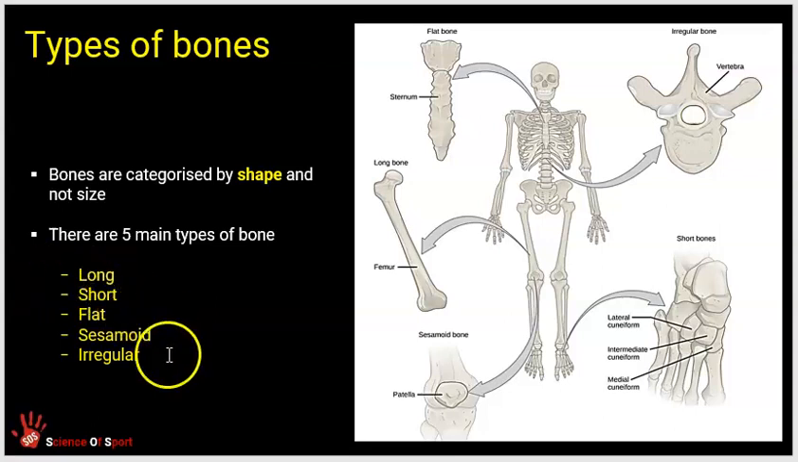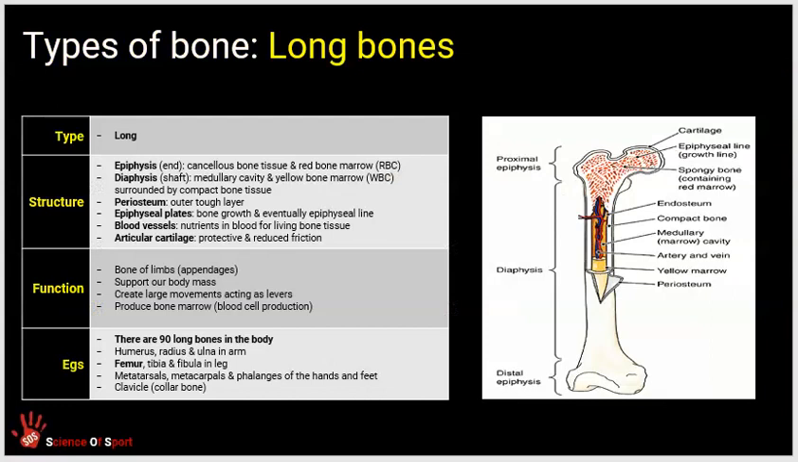These also, as I said, you may be familiar with. So long, short, flat, sesamoid, and irregular. For each one of these types of bones then, I've tried to divide it into structure and function with some examples at the bottom. You will absolutely need to know this information and be able to give examples of them. So let's make a start.